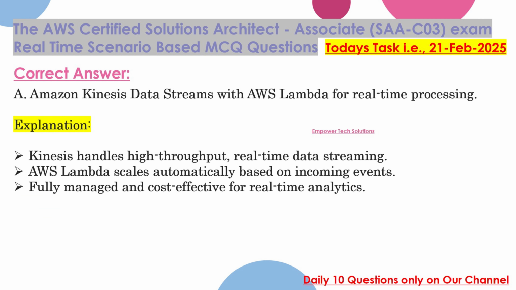Correct answer: A. Amazon Kinesis Data Streams with AWS Lambda for real-time processing. Explanation: Kinesis handles high-throughput, real-time data streaming. AWS Lambda scales automatically based on incoming events. It is fully managed and cost-effective for real-time analytics.